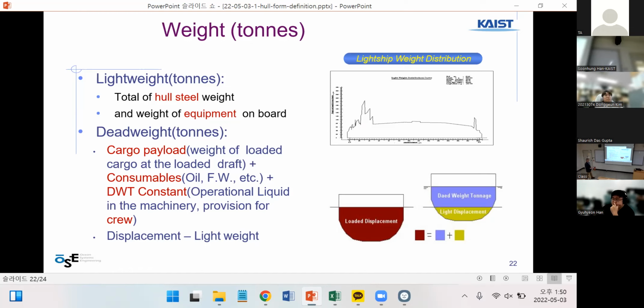And then, see, here is the loaded displacement. The full weight of the ship is made of the lightweight of the ship plus the deadweight of the ship. This is, you can say, the cargo weight. So deadweight is basically the cargo weight. We call this payload, but there are also some more additional small items, such as oil and fresh water, operational liquid in machinery, and then crew carriers. And in total, the displacement is made of lightweight and deadweight.